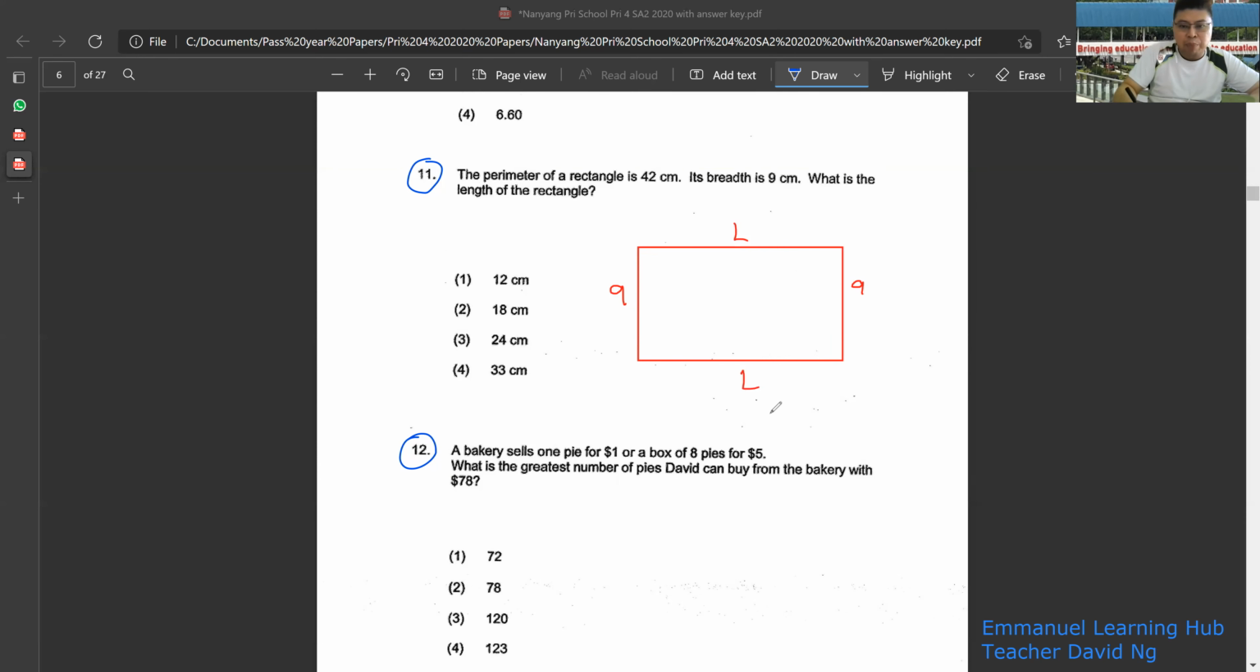Okay. So length plus length is 2 lengths. 9 plus 9 is 18, right? So 2 lengths will be 42 minus 18. 42 minus 18 is equal to how many? 24, right? Yes. 12 minus 8 is 4. 3 minus 1 is 2. Yeah, 24. Then divided by 2, 12. Length is 12. Okay, that's how you get the answer.